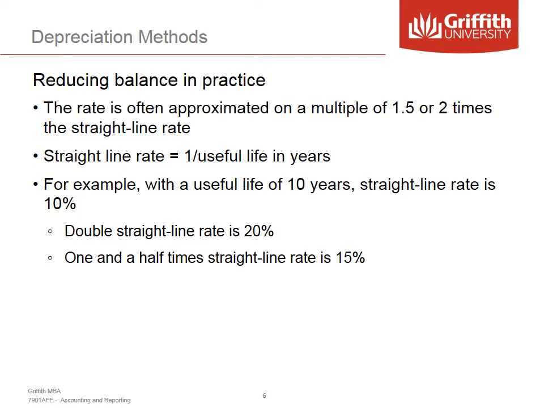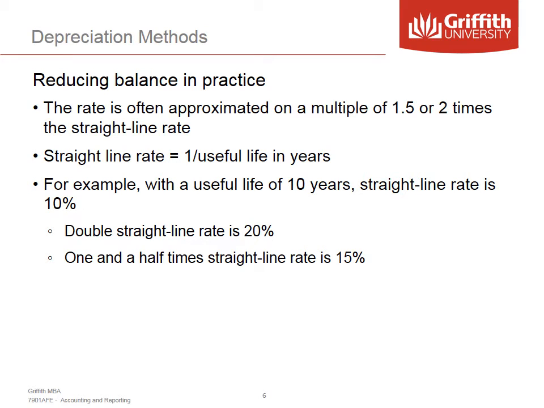To apply the reducing balance method, often we find quite a useful shortcut, and that's done by approximating that formula by using a multiple of the straight line rate. So the multiple could be 1.5 times or 2 times the straight line rate. Let's illustrate what that means.